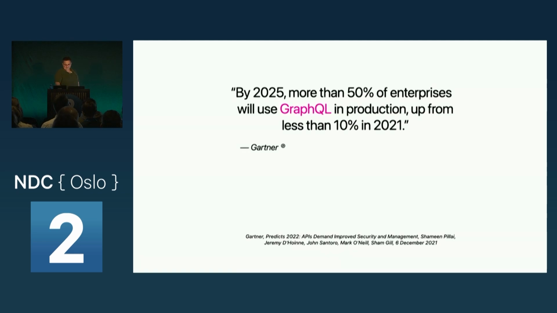Look at this. Gartner, a well-known research and advisory company, predicts in 2022 we will see GraphQL adoption continue to increase and accelerate. Oh, I'm reading the other one. In 2025, more than 50% of the enterprise will use GraphQL in production, up from 10% in 2021. That is, just in a couple of years, we will see a growth expansion of GraphQL.